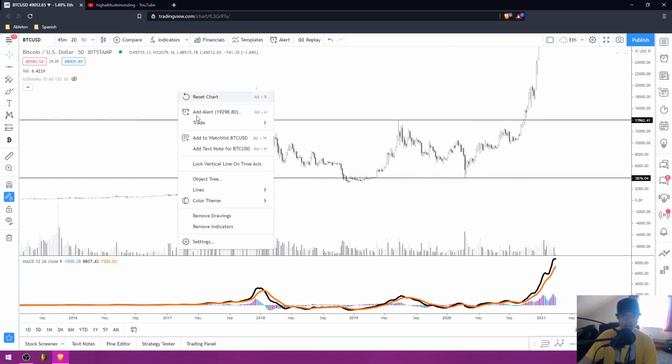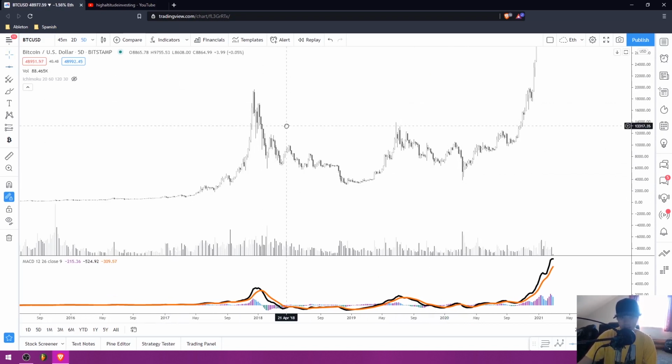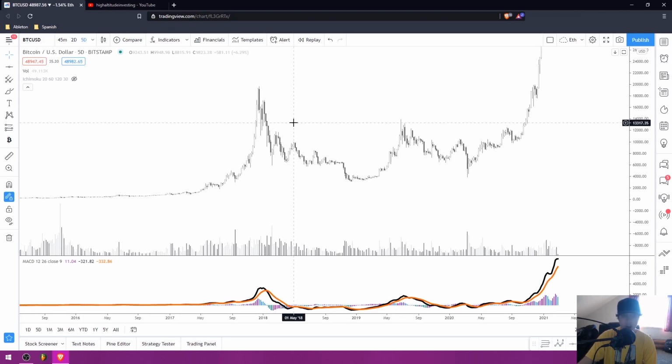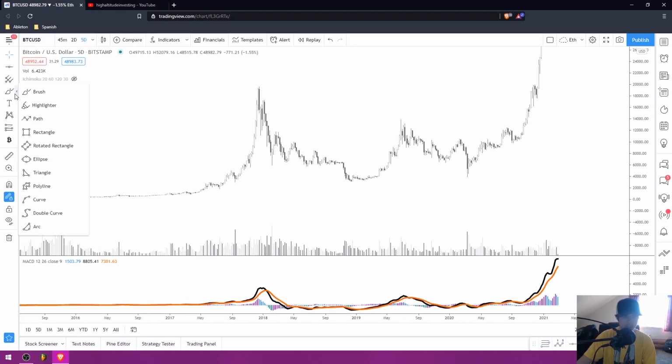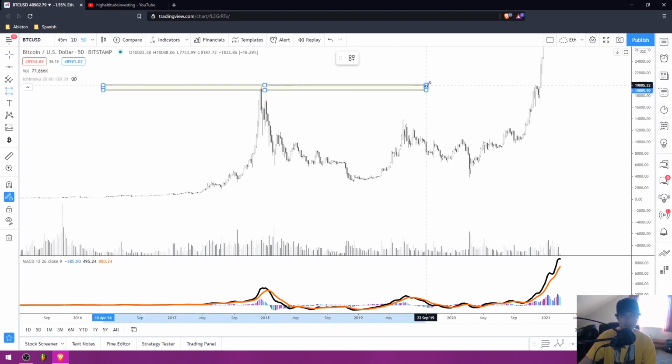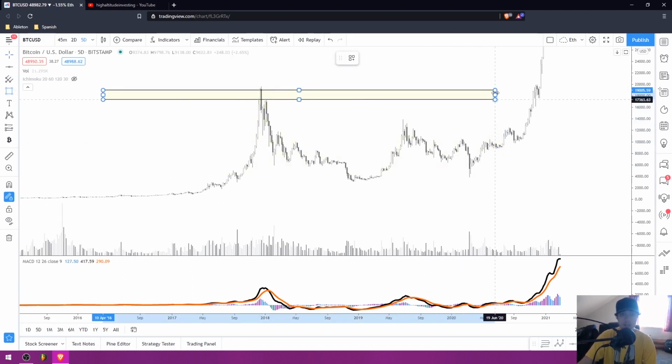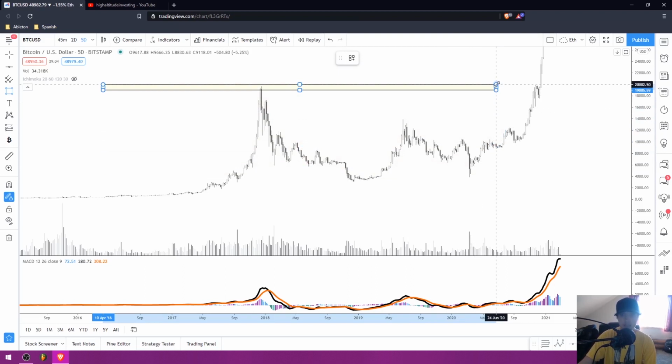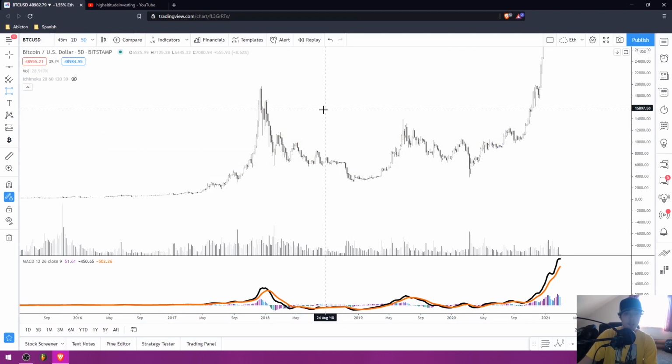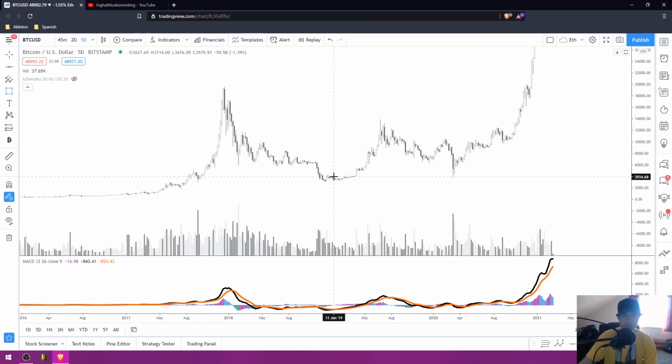So let's just go ahead and look at what's going on here from a support and resistance perspective on Bitcoin's previous cycle. I'm going to take over here on the left-hand side this rectangle tool, and this is what I personally like to use to draw these support and resistance levels, because then I can give myself space for the zone to actually occur. So let's look here and see what happened when we found support in the previous bull market.